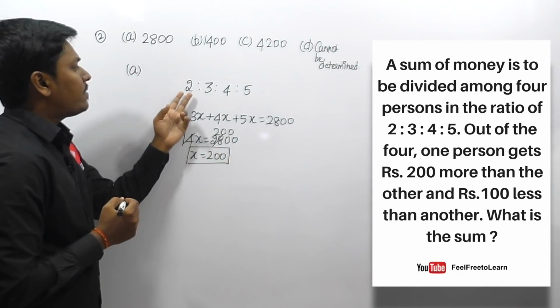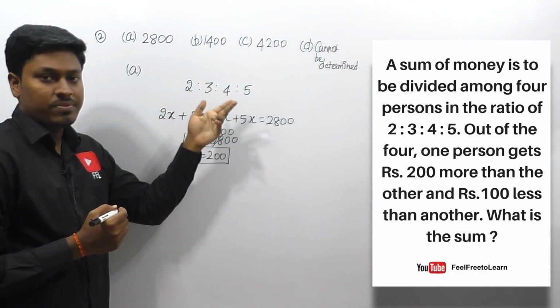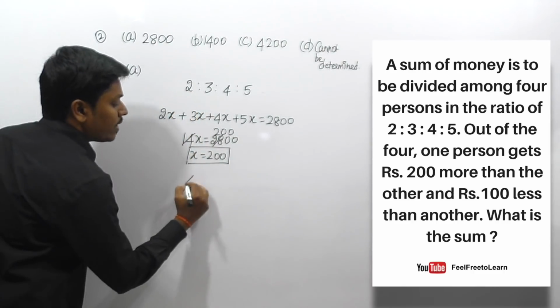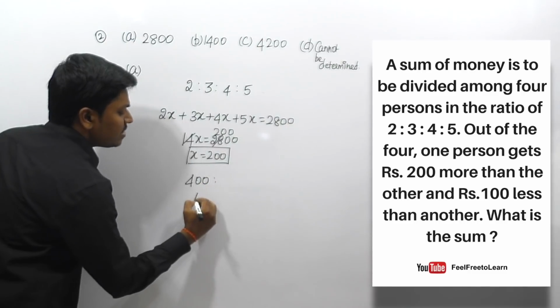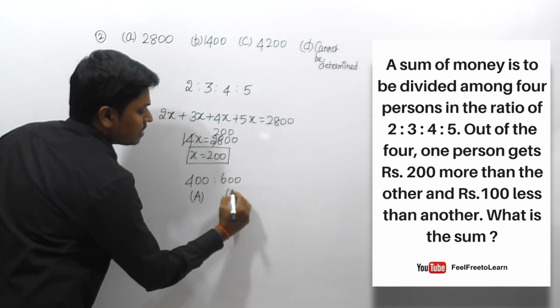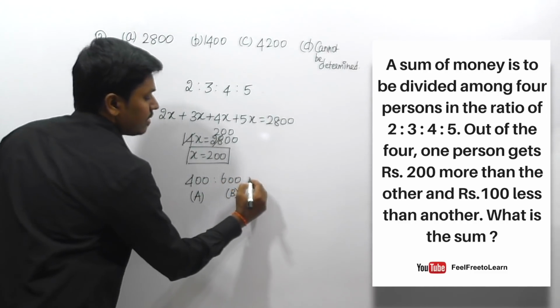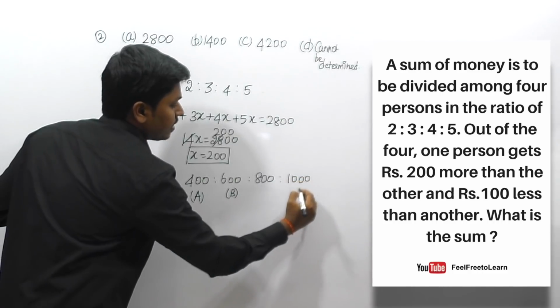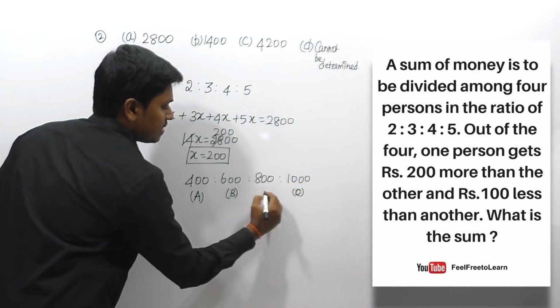So friends, listen carefully. They are in a ratio 2 is to 3 is to 4 is to 5. So we know that first person will be 2x. So 2 into 200 will be 400. Let me assume that this is A, right? Second will be 3x, which is 600. Assume the person will be B, share will be 600, C share will be 800 and D share will be 1000. This can be written as A, B, C, D.